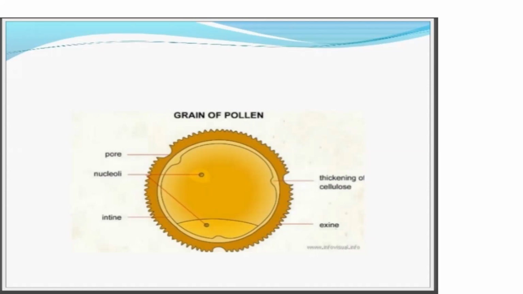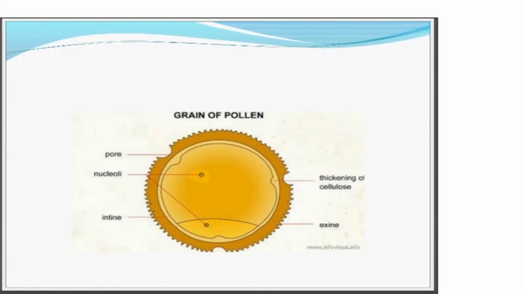After the thickening of the cellulose, the exine, intine, nucleoli and some pores are present in the pollen grain. The pollen grain is a minute structure with a haploid nucleus and dense cytoplasm, and some reserve food materials in the form of fat bodies. Then, what is the structure of the pollen grain? It is very important.